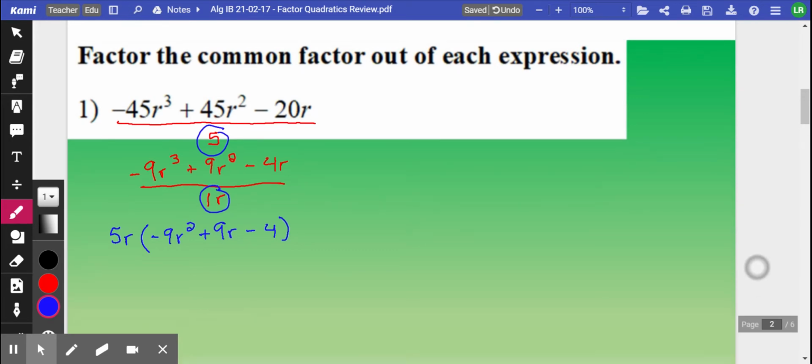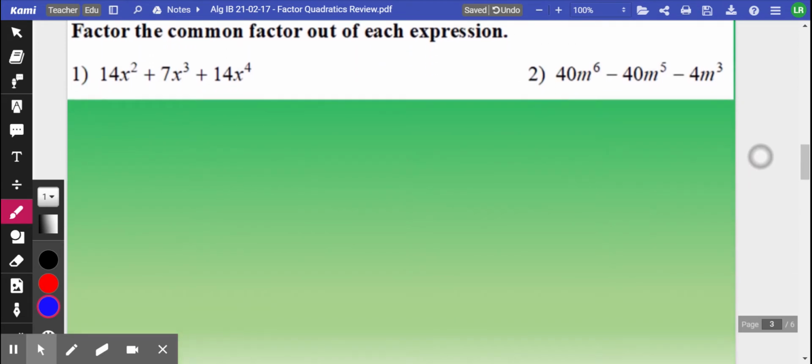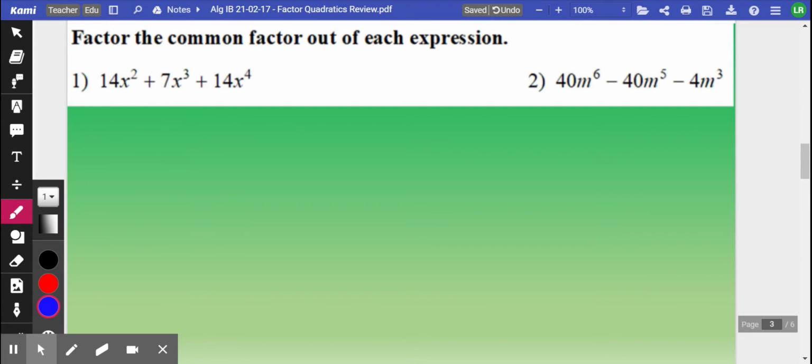Now I want y'all to go ahead and do these two problems. Factor them out. Greatest common factor. Oh, you're supposed to pause the video and do these. Okay, let's go over these.